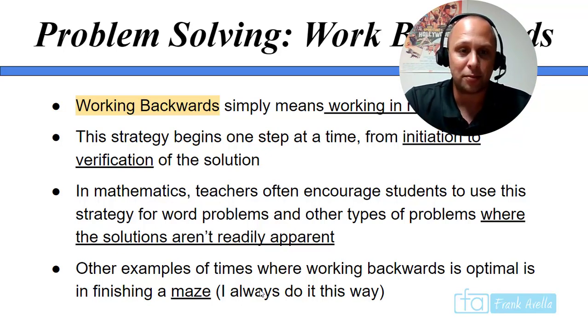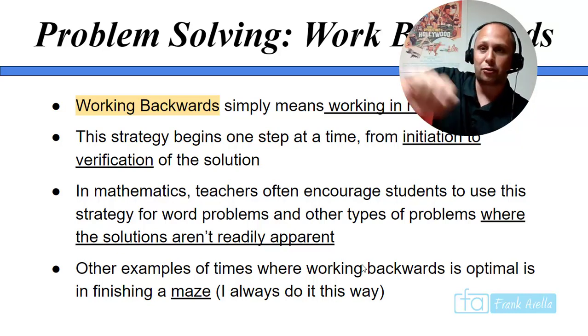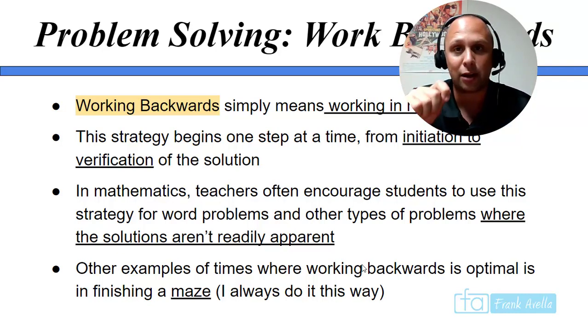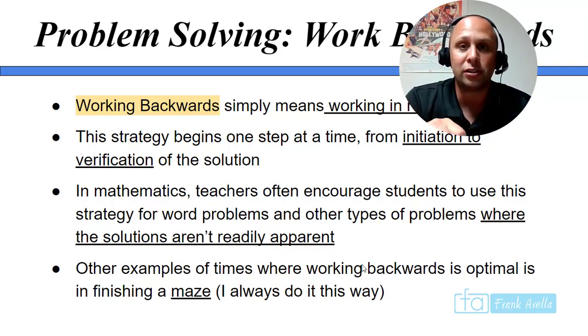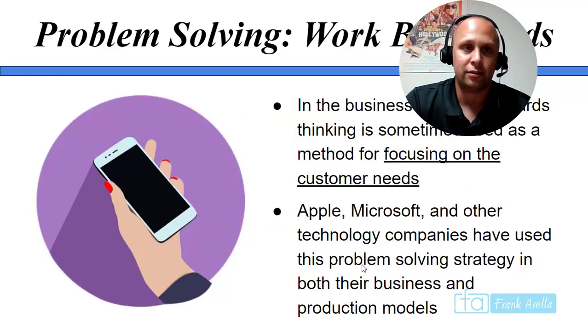And a great example would be a maze. It says here, other examples of times where working backwards is optimal is finishing a maze. If you want to solve a maze and you start from the beginning, you're likely to go the wrong direction. If you work backwards, it's a lot easier. It's not perfect, working backwards, but you're going to be better off.